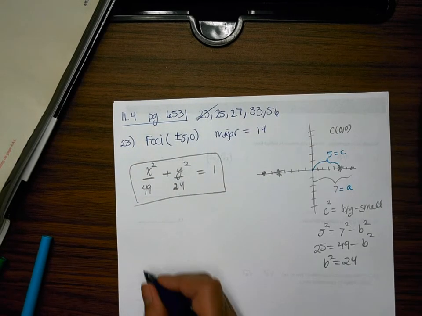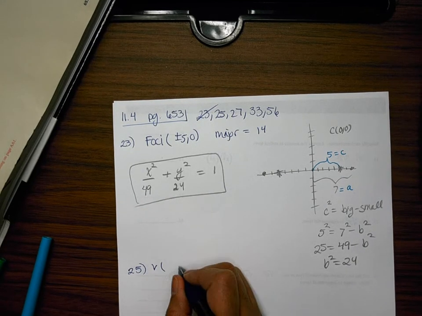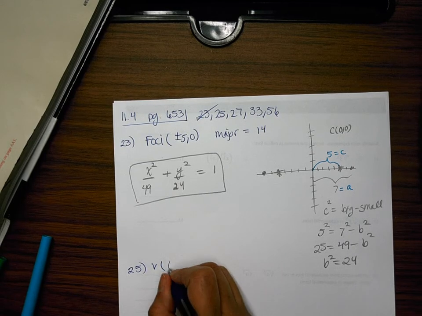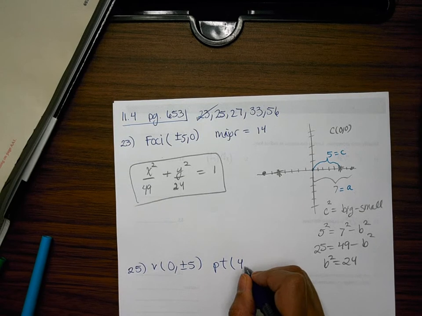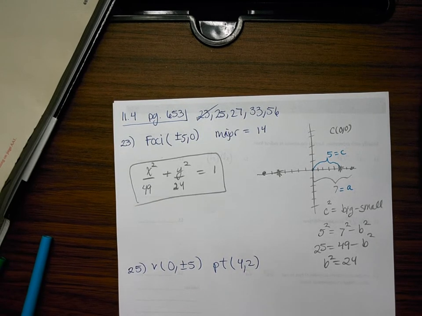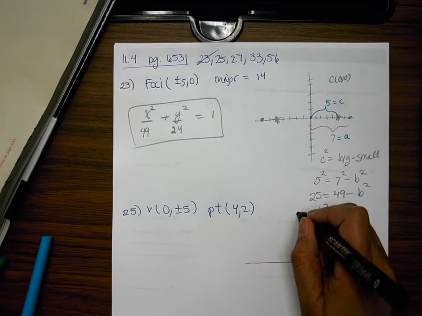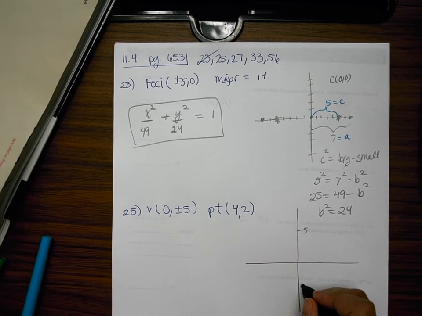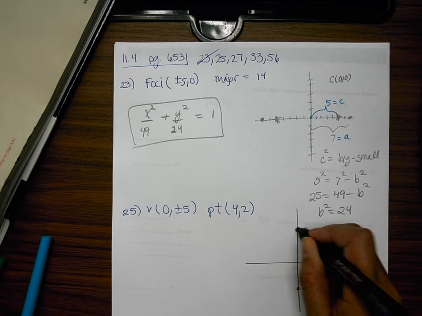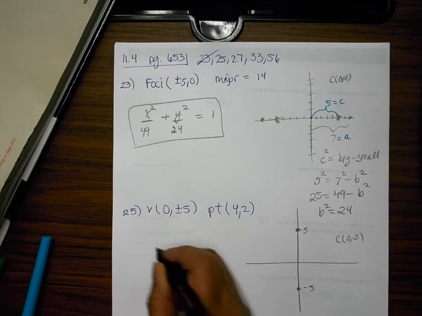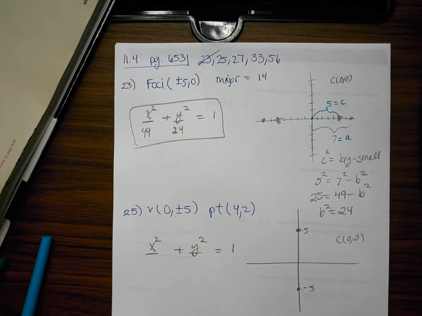Okay, that's 23. I am going to do 25. 25 gives you the vertices are 0 plus or minus 5, and a point on the ellipse is 4, 2. Let's go ahead and sketch. Here's 0, 5, and 0, -5. I can tell from those vertices that my center is going to be 0, 0. x squared plus y squared equals 1.